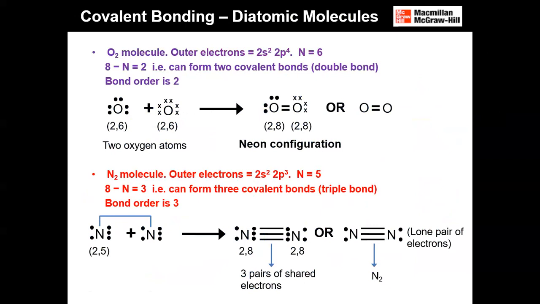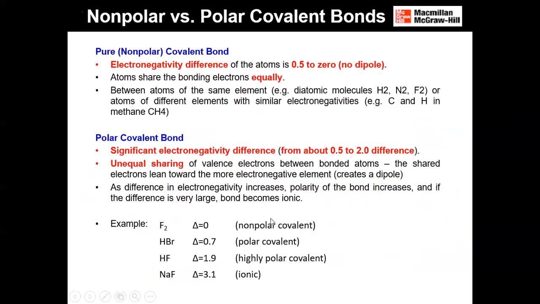Generally for bond lengths, a triple bond is much shorter than a double bond, and a double bond is much shorter than a single bond. You have to remember that. And a triple bond is stronger than a double bond. A double bond is stronger than a single bond. This is the basic that you have to know. We try to finish covalent bonding.